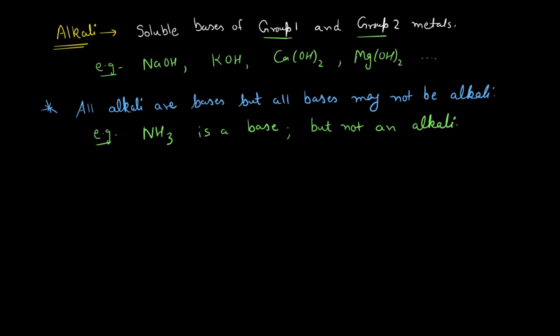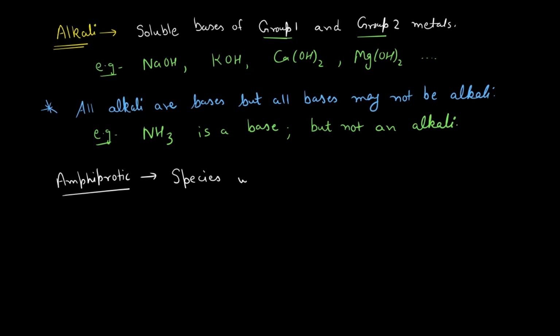Okay, now next is amphiprotic. What are amphiprotic species? Those species which can act as Bronsted-Lowry acid as well as Bronsted-Lowry base are termed as amphiprotic species.